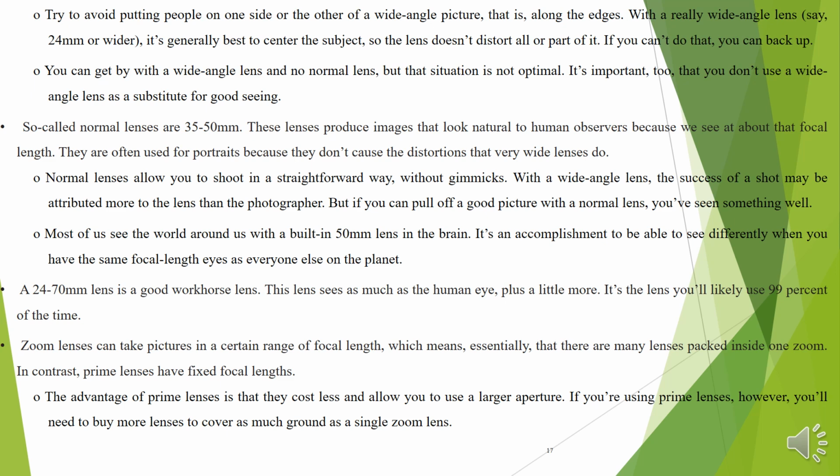Zoom lenses can take pictures in a certain range of focal length, which means essentially that there are many lenses packed inside the zoom. In contrast, prime lenses have fixed focal lengths. The advantage of prime lenses is that they cost less and allow you to use a larger aperture. If you are using prime lenses, however, you will need to buy more lenses to cover as much ground as a single zoom lens.